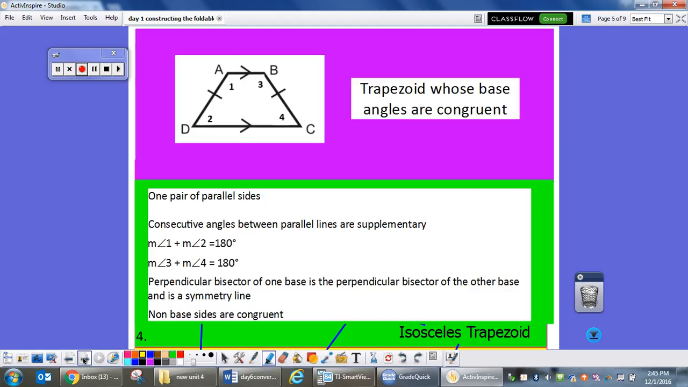When you open the next flap to the isosceles trapezoid, you should have purple on top and green on the bottom. Same thing. You should be getting the hang of this. Picture, definition. So all we need to know about an isosceles trapezoid is their base angles. So the bottom angles are congruent. So here's our properties.